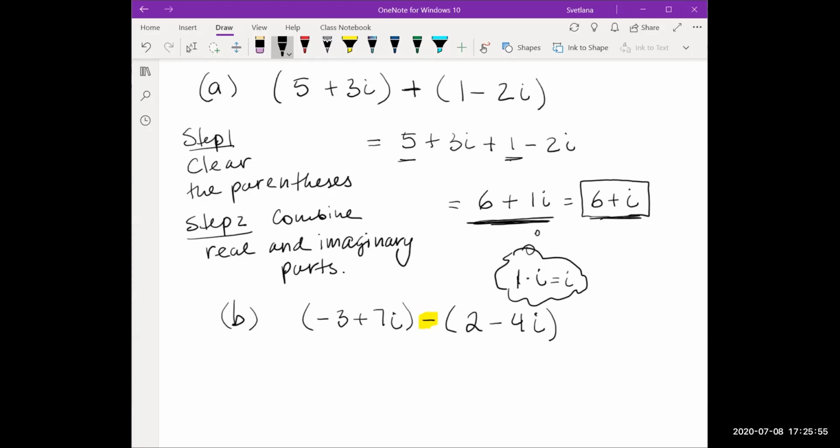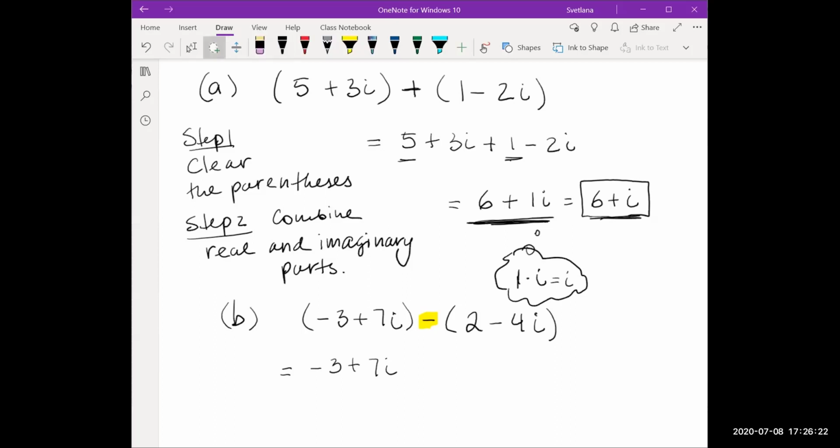Now, steps are the same. So step 1, clear the parentheses. Now, this time we have to be careful how we clear the parentheses. In the front of the first set of parentheses, I don't have anything, because it's the beginning of the expression. So that means that I can simply drop the parentheses for the first complex number, and all signs and numbers will be preserved, so I'll have -3 plus 7i.